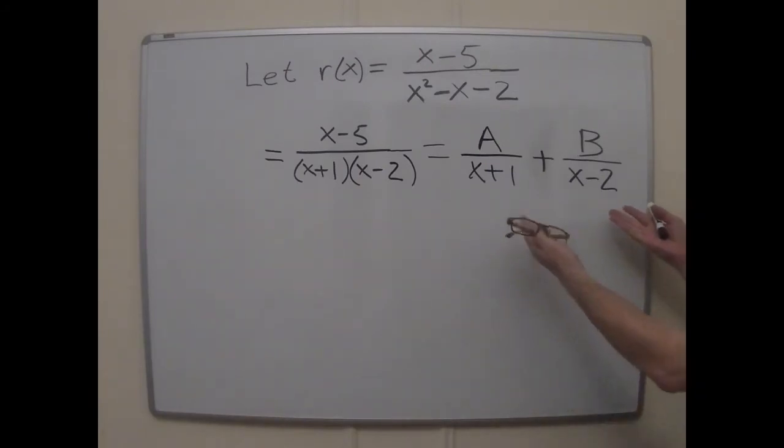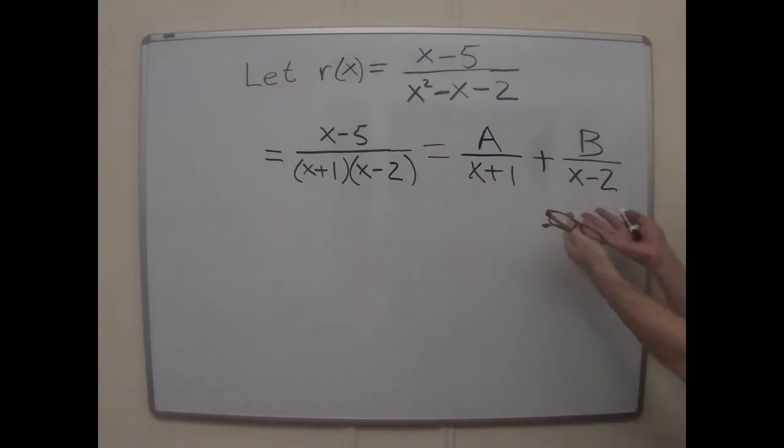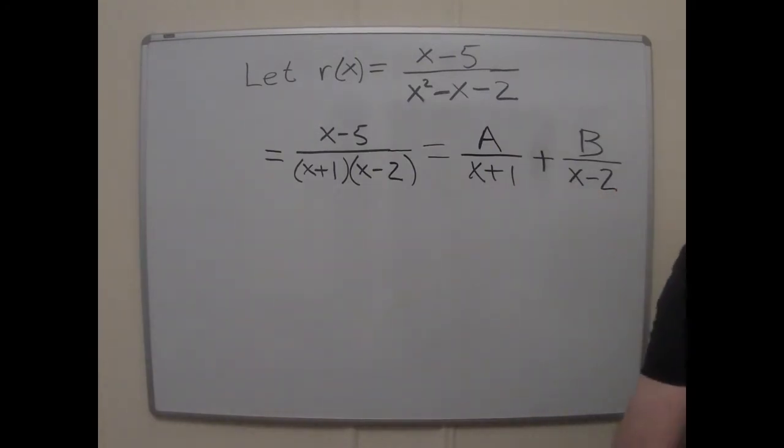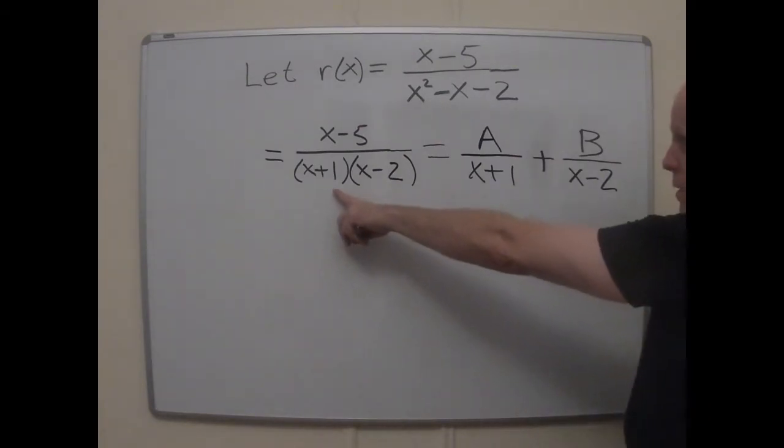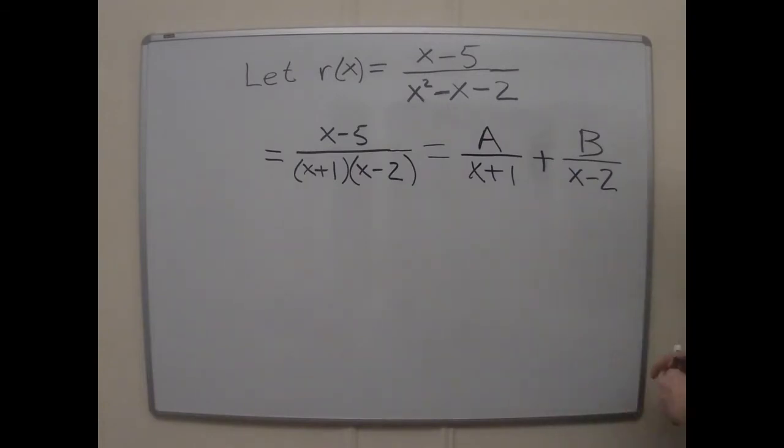essentially comes down to adding fractions. And of course, when you add fractions, you have to have a common denominator. And what would the common denominator for this pair of fractions be? Well, it would be exactly this denominator we're seeing on the other side there.